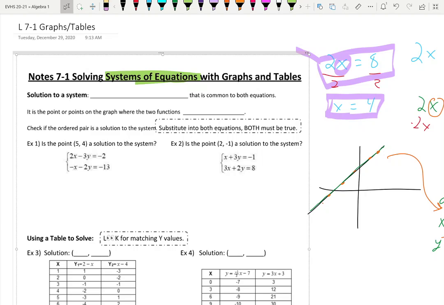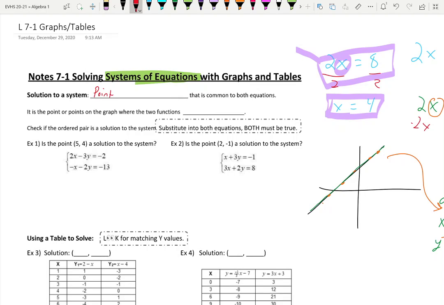So let's go ahead and go through our notes here. Solution to a system. A solution is a point or an ordered pair that is common to both equations. Okay, it is the point on the graph where the two functions intersect.